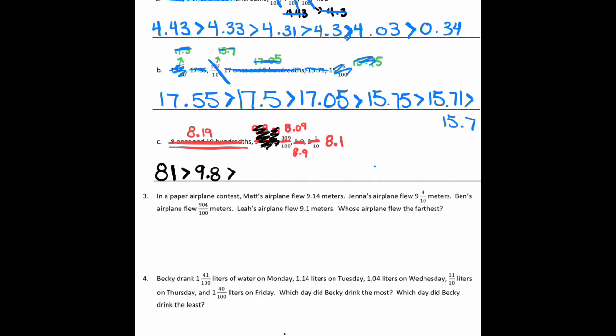So next would be 8.9 because it has the most tenths. Then we'd have 8.19 because, although there's another one that has 1/10, this one has 9 hundredths as well. So it'd be 8.19. Then 8.1 because it still has 1/10. And then very last, 8.09.